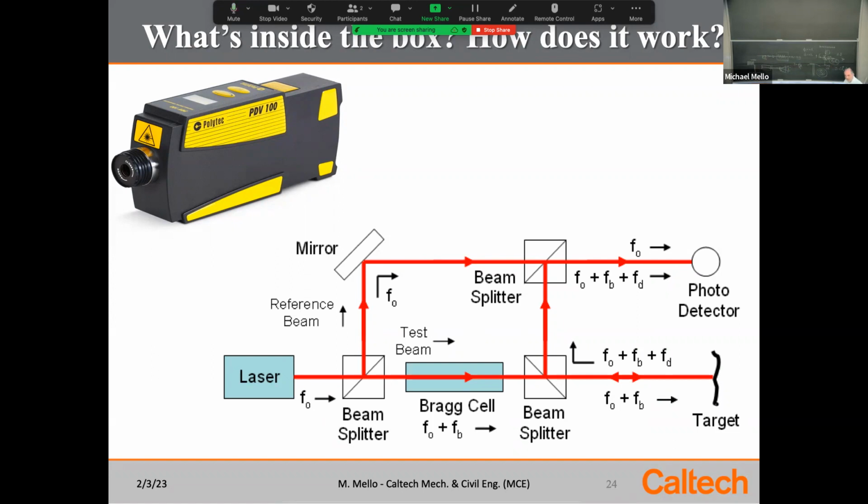Yep. Does Bragg frequency also introduce interference with the original frequency? No, not anything that would be registered in the measurement. Because of the two beam interference. Okay, so this is a cartoon which fails a little bit, but I'm going to explain.